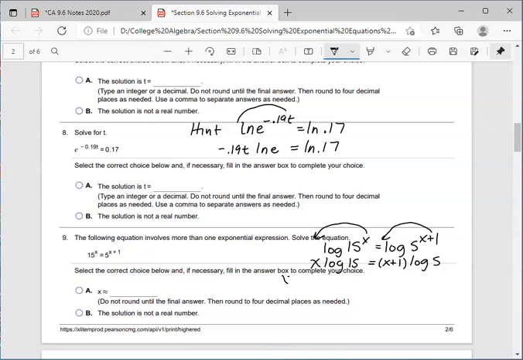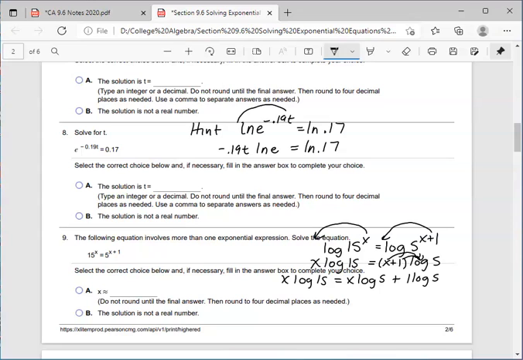I'll kind of scoot this down. I can spread this part out, it's kind of like the distributive property, and say this is the same thing as x times the log of 5 plus 1 times the log of 5. Are y'all okay with that? I just took the x and made it go with it and the 1 go with it.